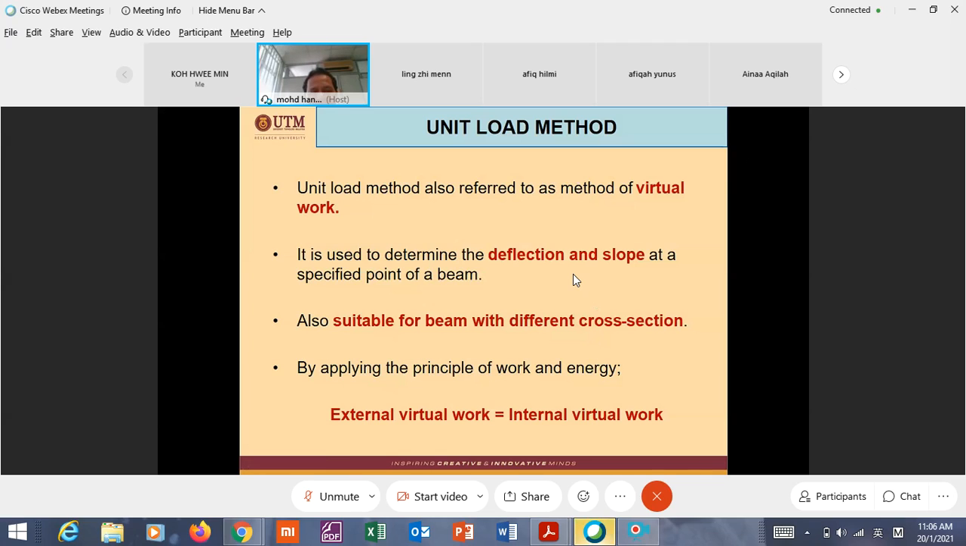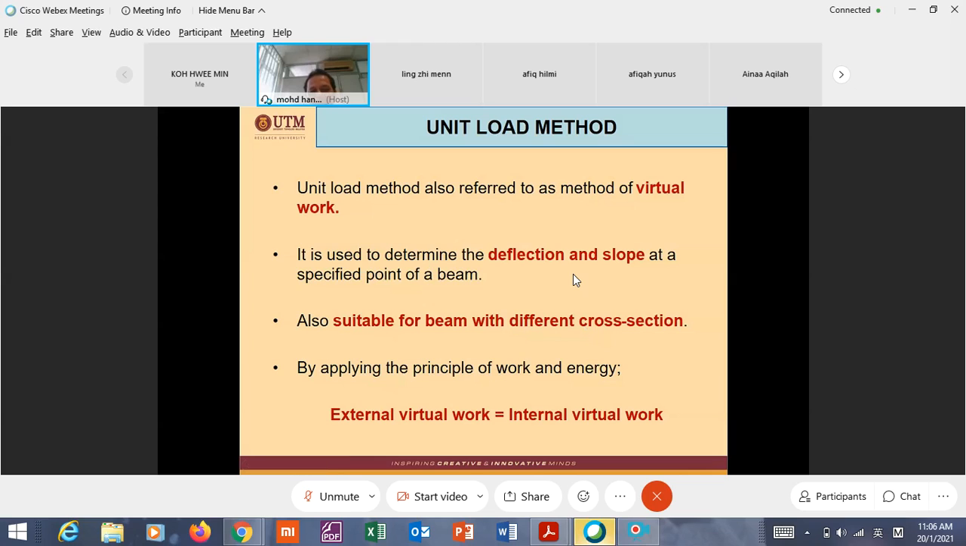So the unit load method, as we have done, is the same method we used for truss analysis, which is based on the virtual work principle. The virtual work principle is that external work is equal to internal virtual work. It is used to determine the deflection and slope. This is the specialty of the unit load method. It is also suitable for beams with different cross sections.